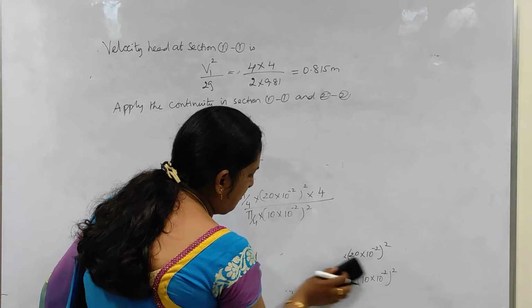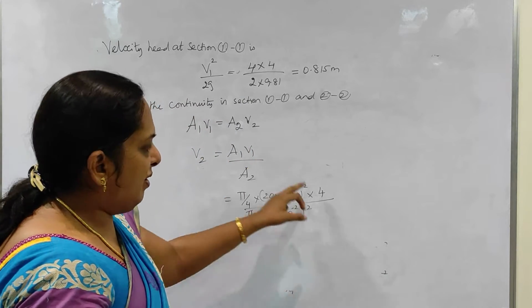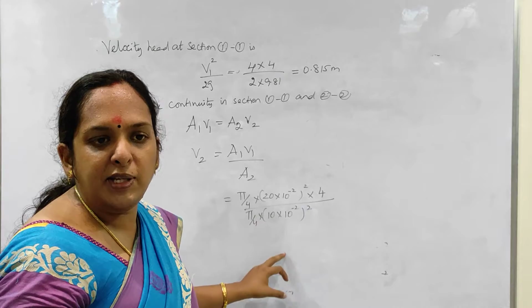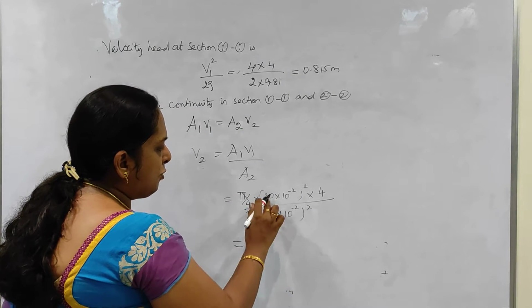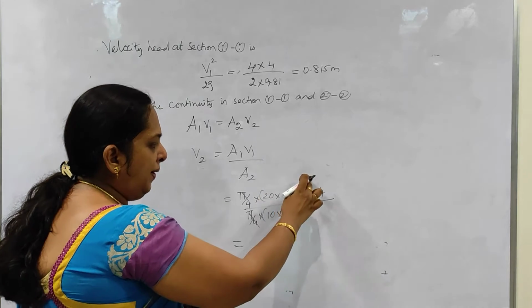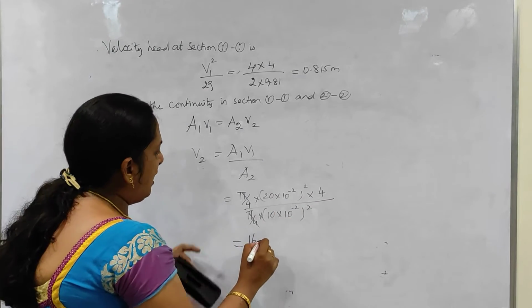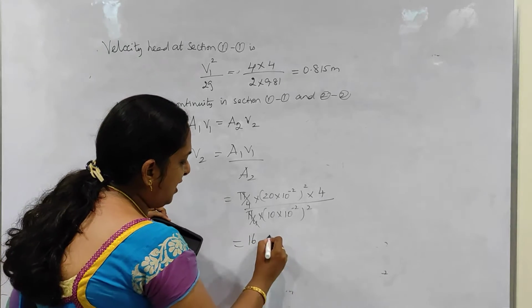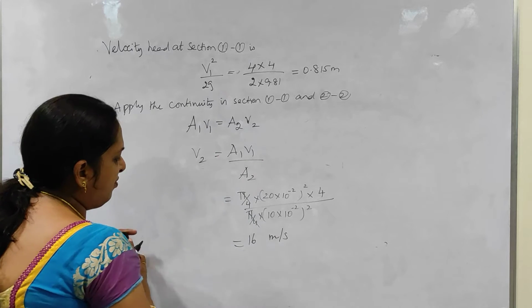So I have just substituted in this equation the values of my A1, A2 and V1. Just solve this equation. What answer do you get? This will get cancelled. So it is 2 square into 4, so 4 into 4, it is 16. And what is its unit? Velocity unit is 16 meter per second. So you know what V2 is.